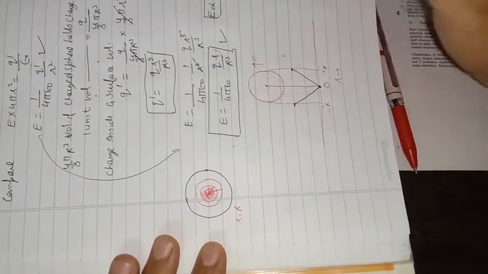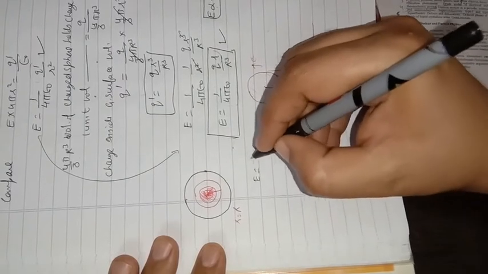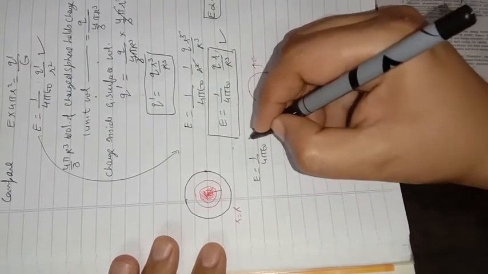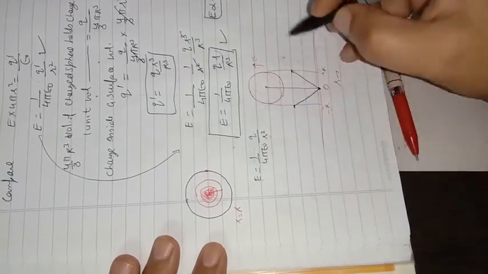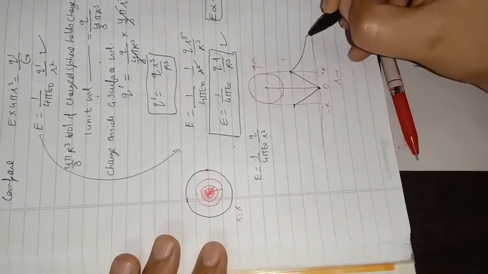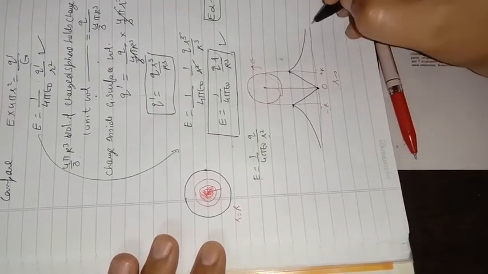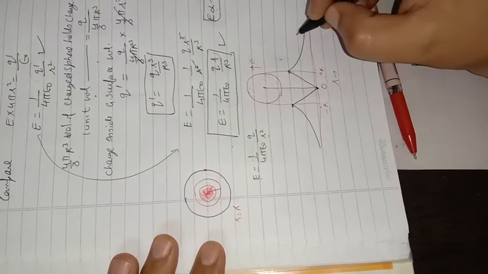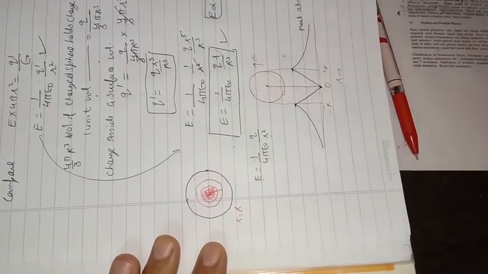After that, the equation of electric field will be simply 1 over 4 pi epsilon naught Q over R square. So as R increases, field decreases. So the graph will be like this, where the curve will be going towards the x-axis and meeting it at infinity, where the field will be 0.